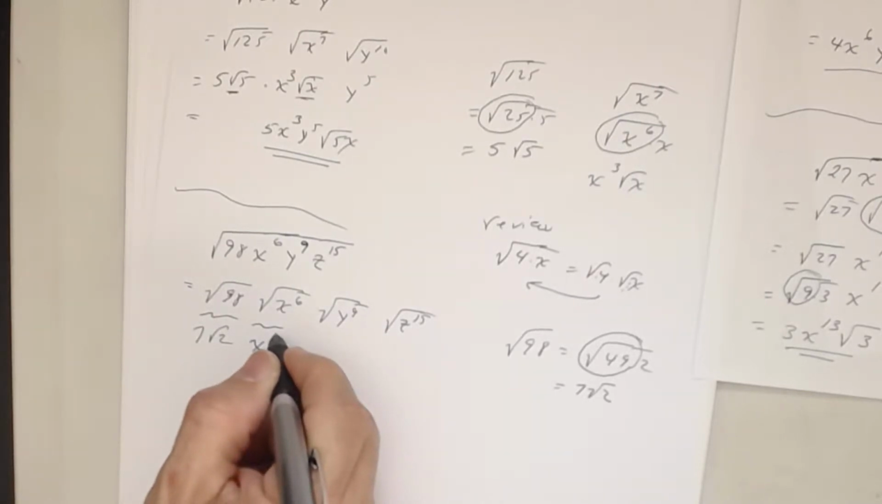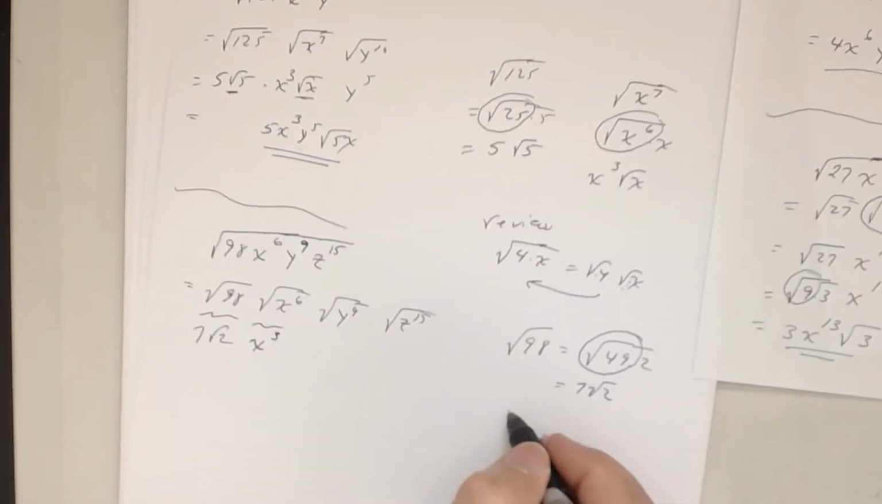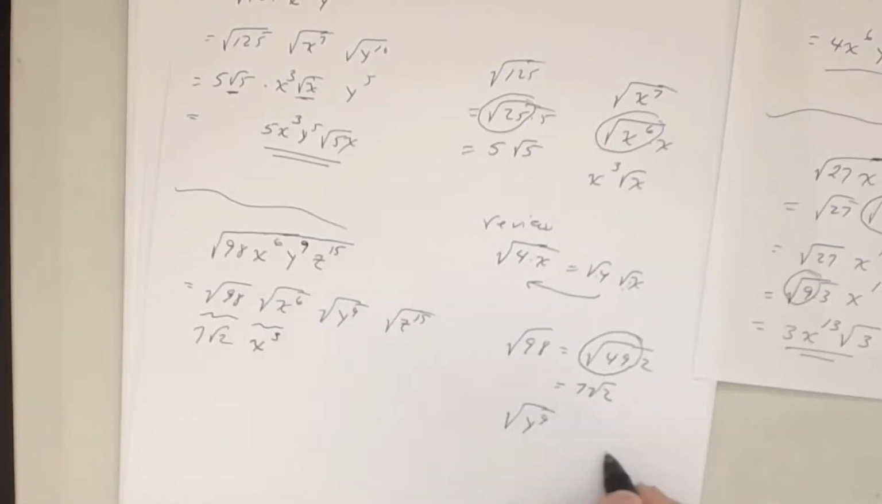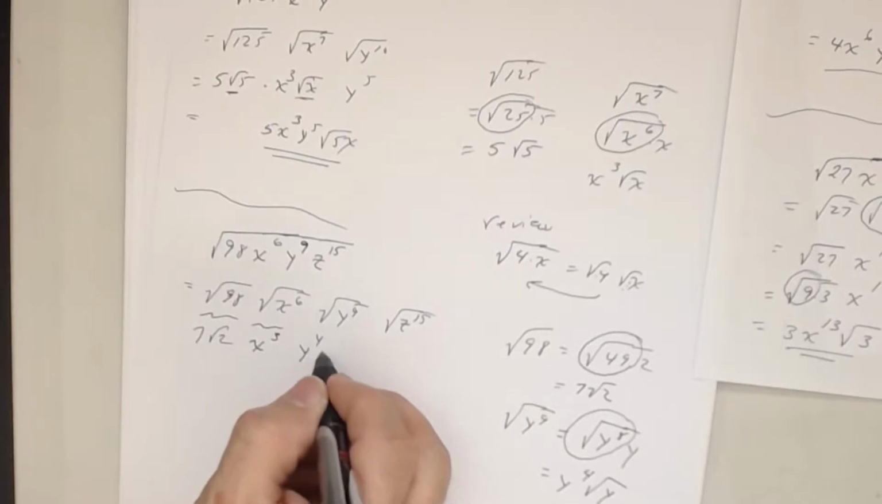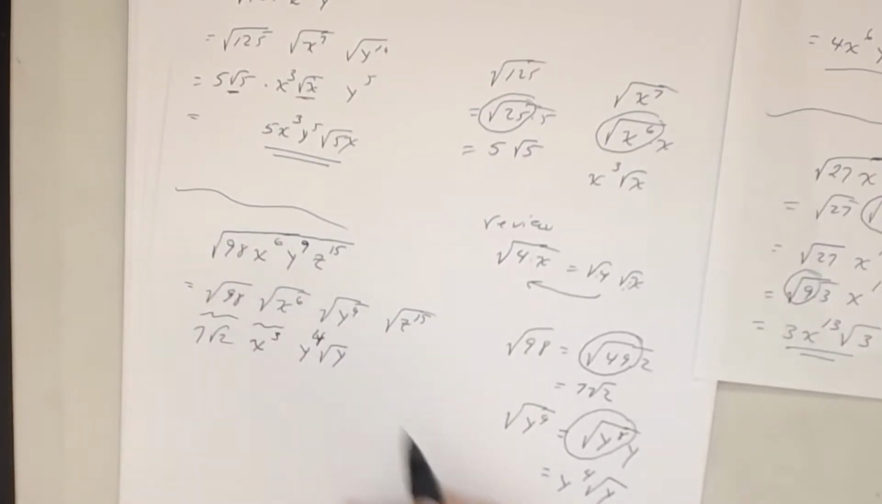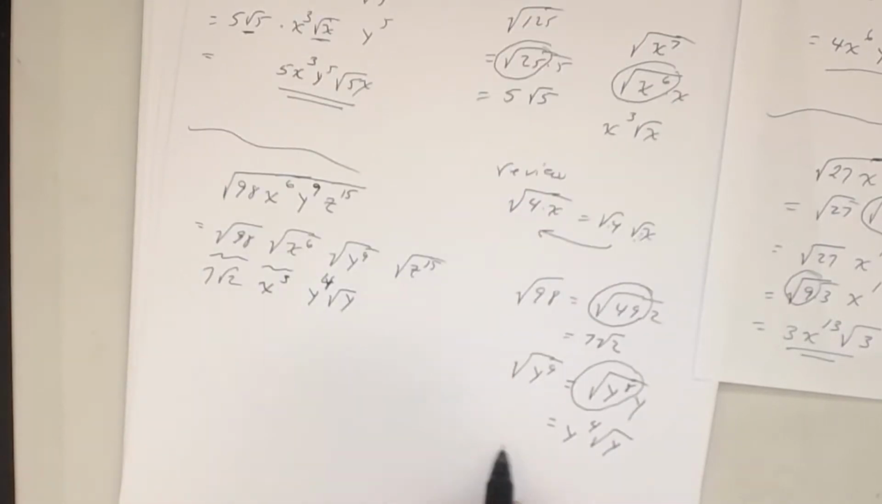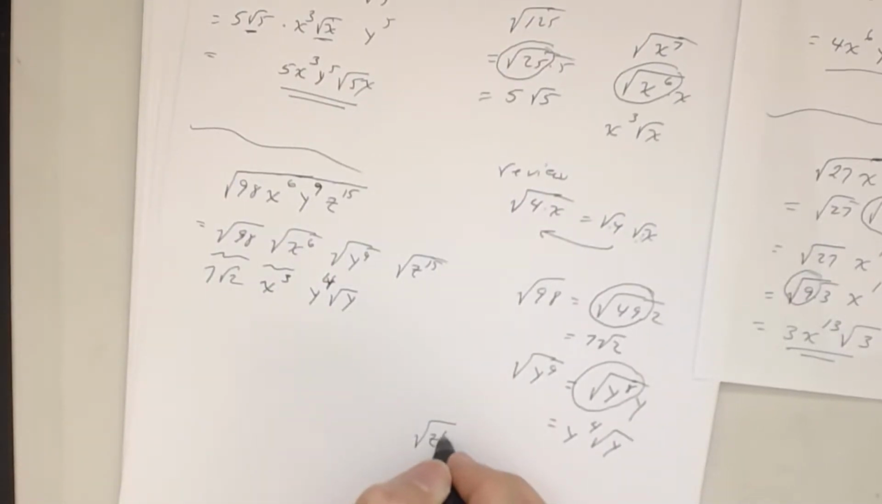X to the 3rd. All right, let's go off to the side and figure out what the square root of y to the 9th is. What's the largest number less than 9 that 2 goes into? 8. So it's y to the 8th times y. And what's the square root of y to the 8th? So that becomes y to the 4th times the square root of y. So that goes here. Y to the 4th, square root of y. Then you do the same thing with the square root of z to the 15th. What's the largest number less than 15 that 2 goes into?